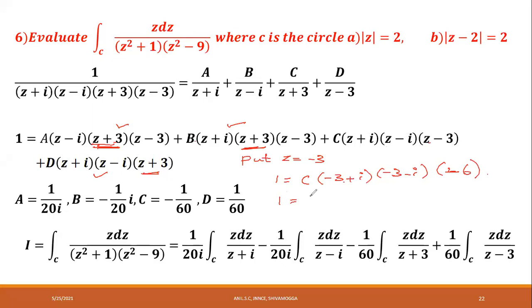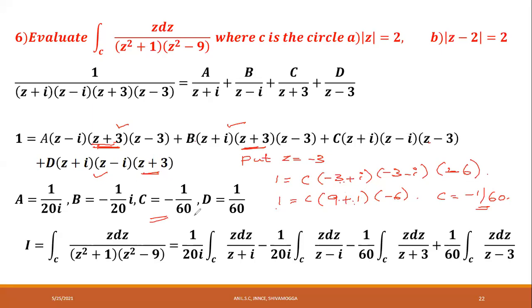Therefore, 1 is equal to C into (-3 + i)(-3 - i). They are complex conjugates, of the form x plus iy into x minus iy. Real part square, that is minus 3 square, is 9. Imaginary part square, 1. 10 into minus 6 is minus 60. So 1 is equal to minus 60C. Therefore, C is equal to minus 1 by 60.